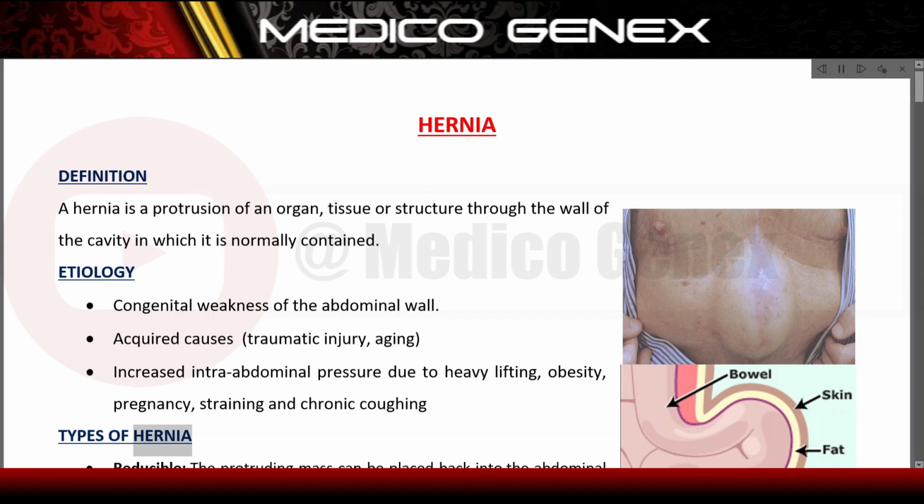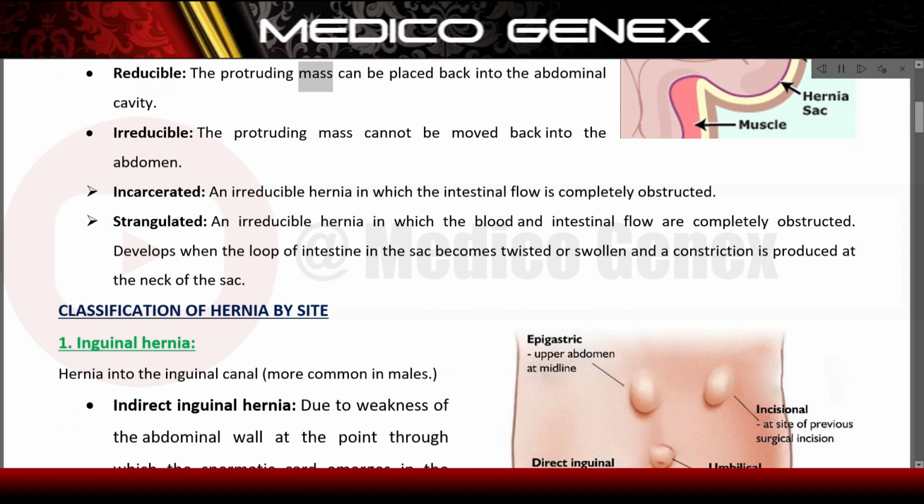Types of hernia. Reducible: the protruding mass can be placed back into the abdominal cavity. Irreducible: the protruding mass cannot be moved back into the abdomen. Incarcerated: an irreducible hernia in which the intestinal flow is completely obstructed. Strangulated: an irreducible hernia in which the blood and intestinal flow are completely obstructed. Develops when the loop of intestine in the sac becomes twisted or swollen and a constriction is produced at the neck of the sac. Classification of hernia by site.